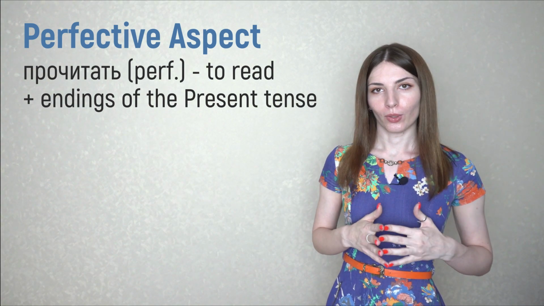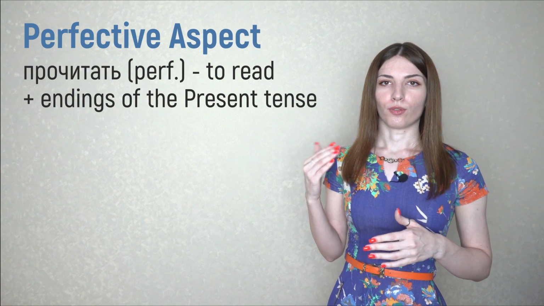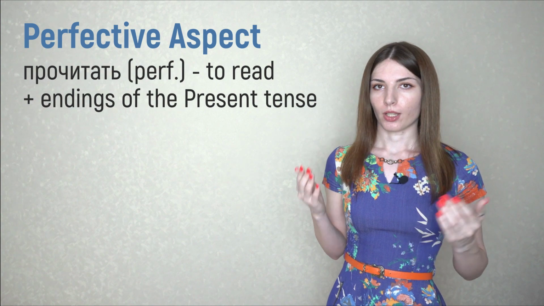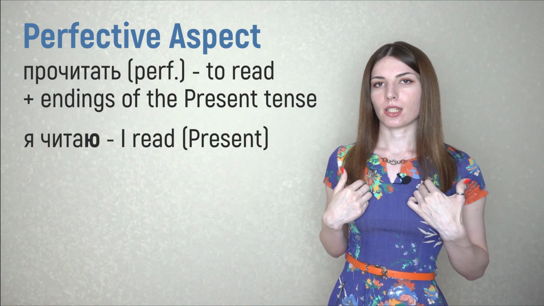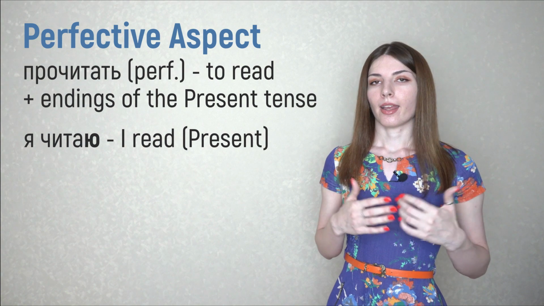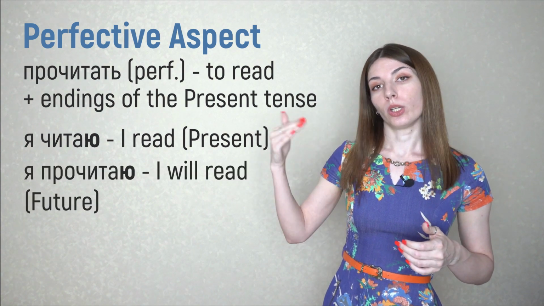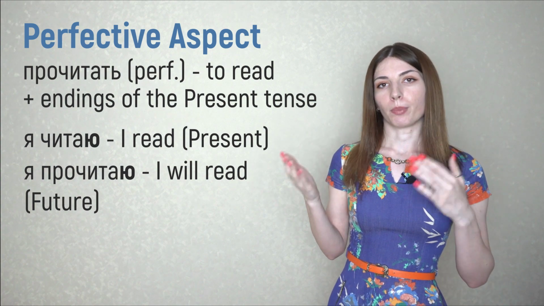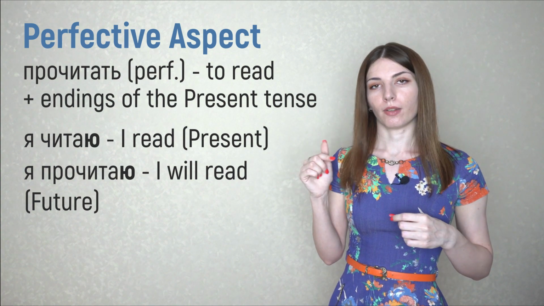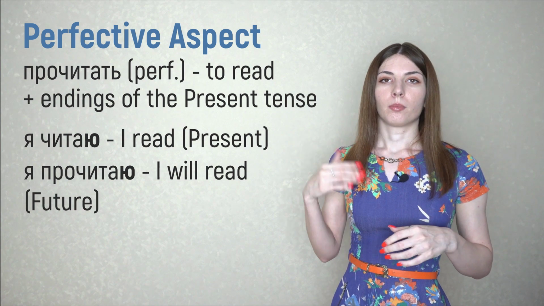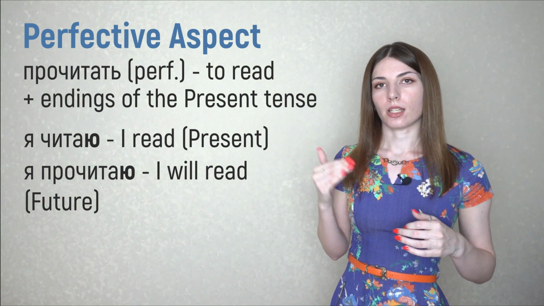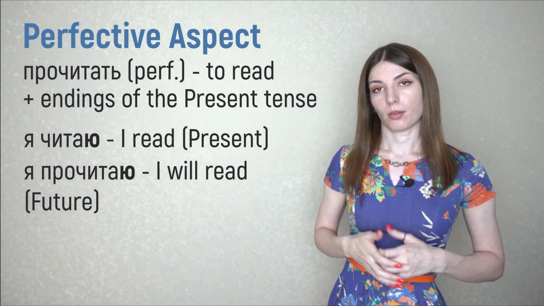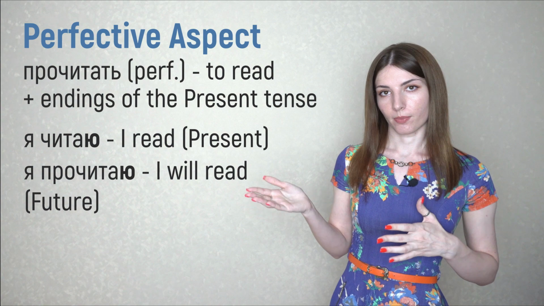If you don't know that you're talking about the future, it's very easy to confuse it with the present tense, because the same verb, я читаю, that's "I am reading" or "I read" in the present tense, and я прочитаю, it's "I will read, I will be reading." So you see that я читаю, я прочитаю. If you don't know that this prefix "pro" means the perfective aspect, it's very easy to confuse and think that прочитаю is also the present, but no, it's the future tense.